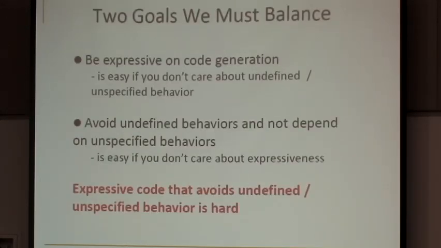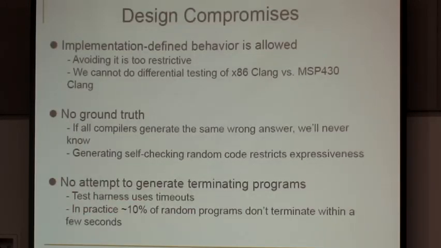So essentially, we have to achieve 2 goals when we make this random generator. On one hand, we have to make it expressive enough to cover many C program features. On the other hand, we must avoid any undefined behavior or unspecified behavior at all costs. We have noticed either one of the goals can be achieved by sacrificing the other goal, but to generate expressive code that avoids undefined and unspecified behavior is very, very hard. So we have to make some design compromises.